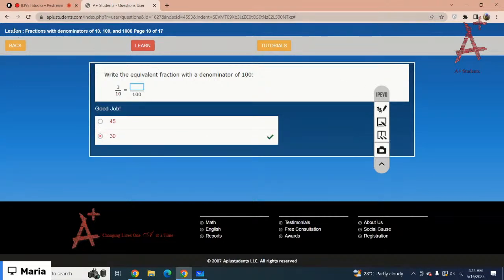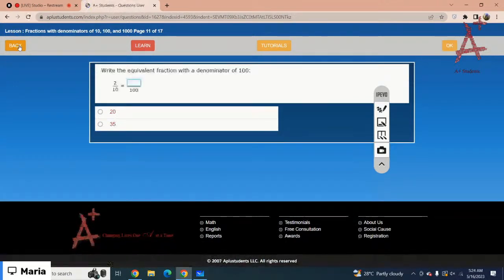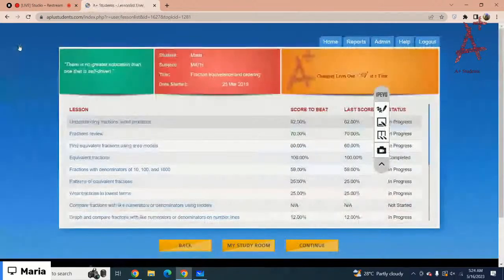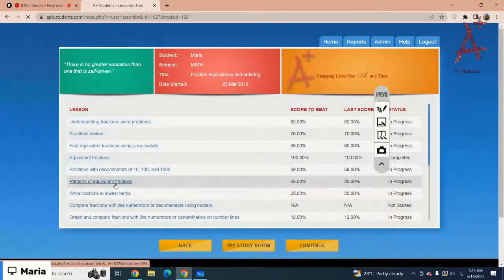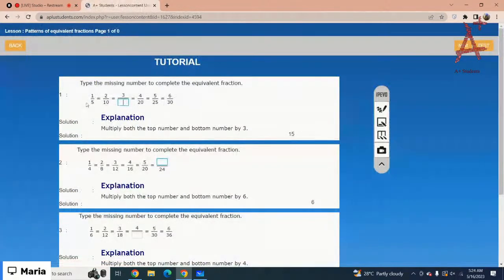Okay, you can complete the test by yourself later today. Let me just move on to the next lesson. The next lesson is patterns of equivalent fractions. You have to find out the patterns. Type the missing number to complete the equivalent fractions.